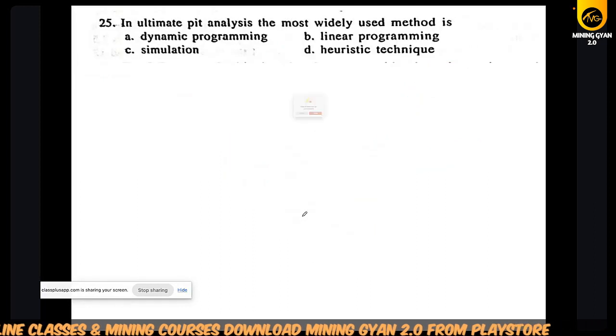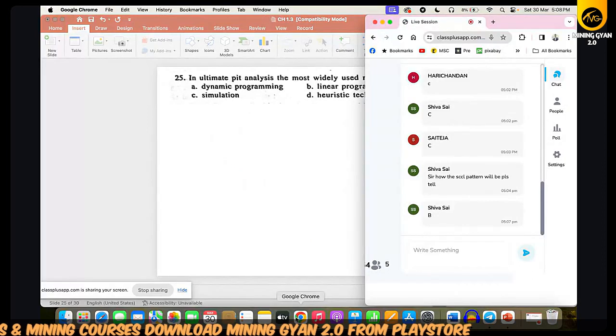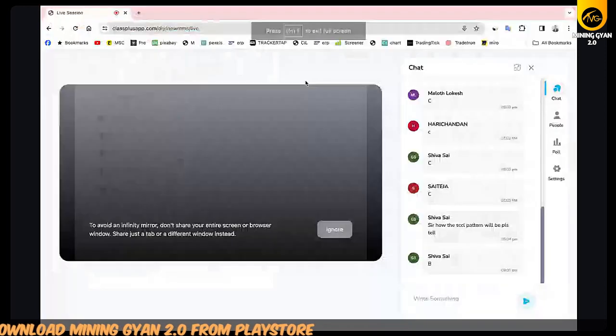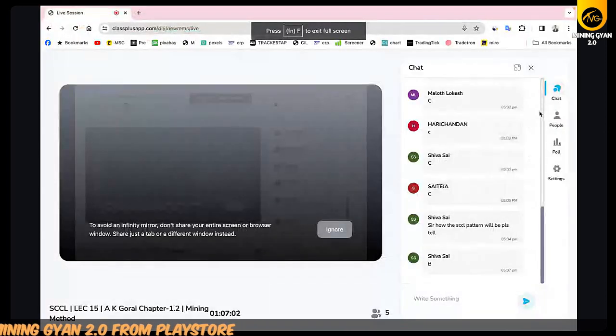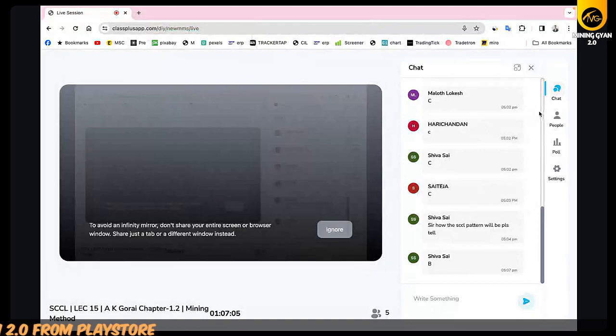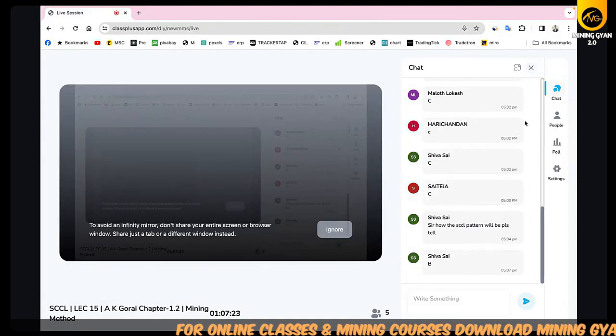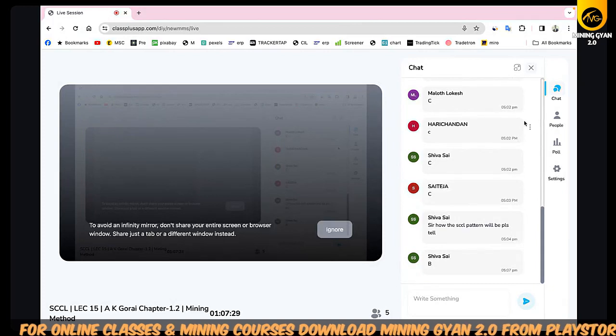Please comment on question number 25. Siva, till now the SCCL has not published their syllabus, so nobody knows what the syllabus will be or what will be asked by the SCCL examination. So we can just prepare from the standard books, because AK Gorai, in my opinion, is a very good book for mining till now.